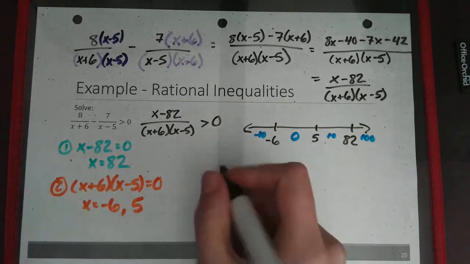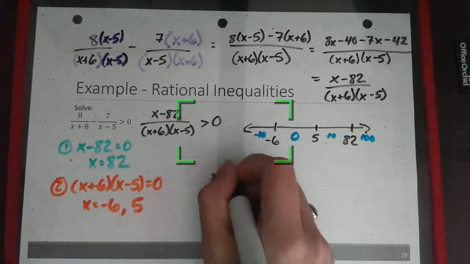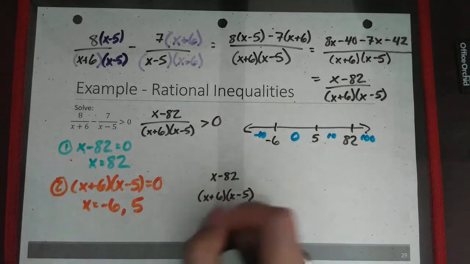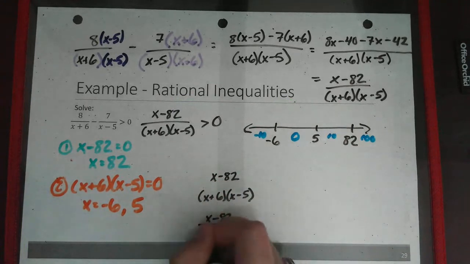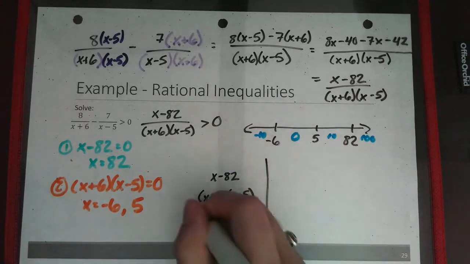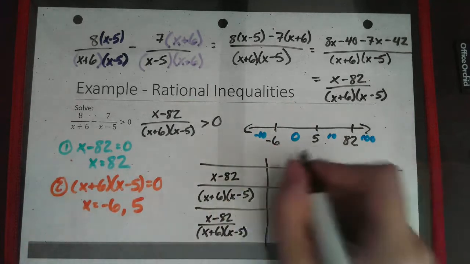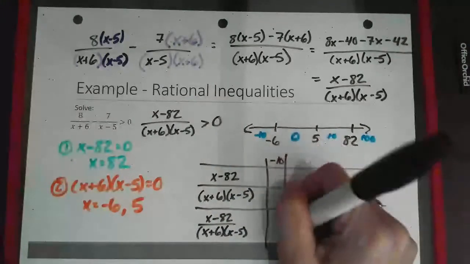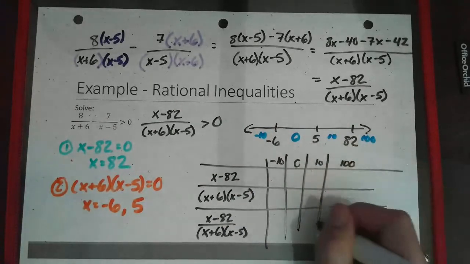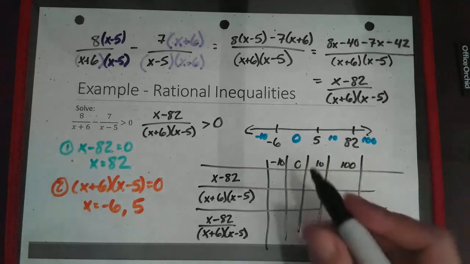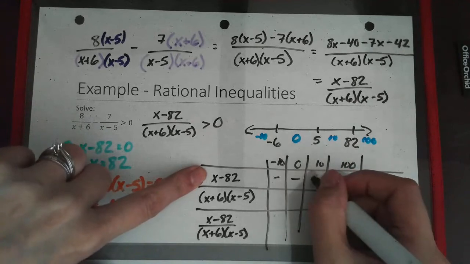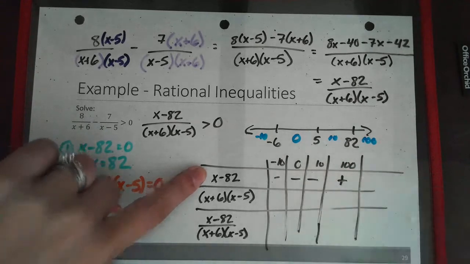So setting up my sign chart, my numerator is x minus 82. My denominator is x plus 6 times x minus 5. And then I have the whole fraction. For my columns, I'll have my test values of -10, 0, +10, and +100. Plugging in a -10 into my numerator, I get negative. Plugging in 0 is negative, 10 is negative, 100, that one's finally going to be positive.